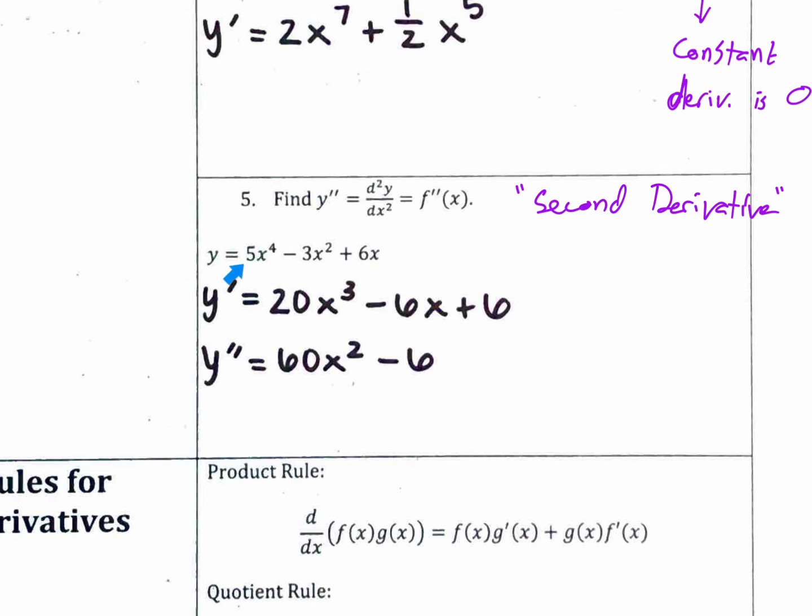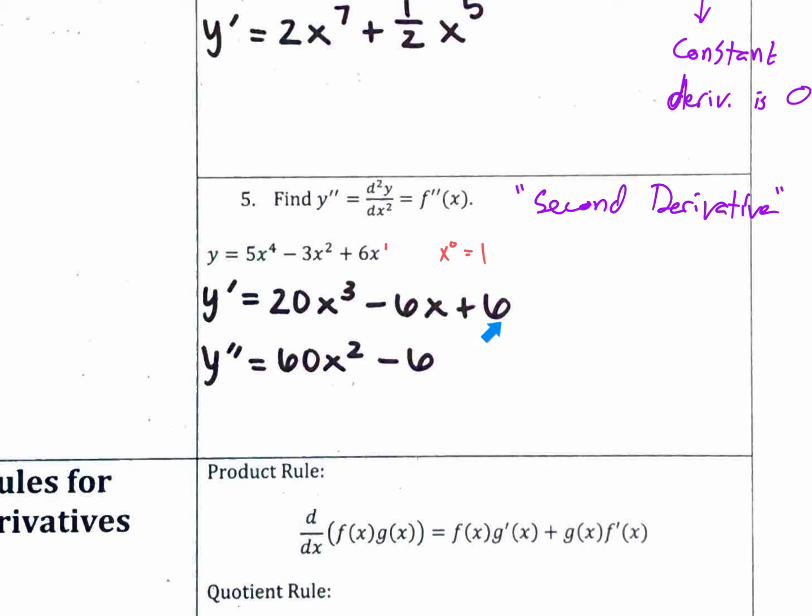So here's our original function. 5x to the 4th, we take the derivative. 4 times 5 to give us the 20, drop the exponent by 1. 2 times negative 3, drop the exponent by 1. 6x, that x technically has an exponent of 1 there, so 1 times 6. And then if we drop the exponent, that's technically x to the 0 power. Anything to the 0 power is just a 1, so we don't write it.